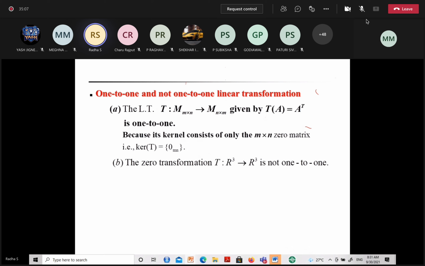Okay, next. Zero transformation. What is zero transformation? What do you mean by zero transformation? Any vector x in R cube I am taking. That vector is x. So T of x is 0. This is happening for all x in R cube. So what can you say about the kernel of this linear transformation?